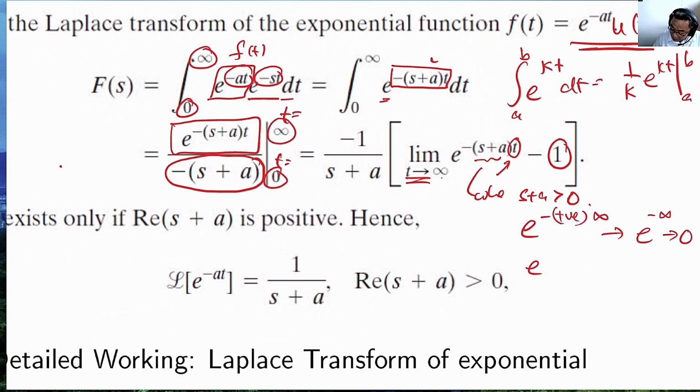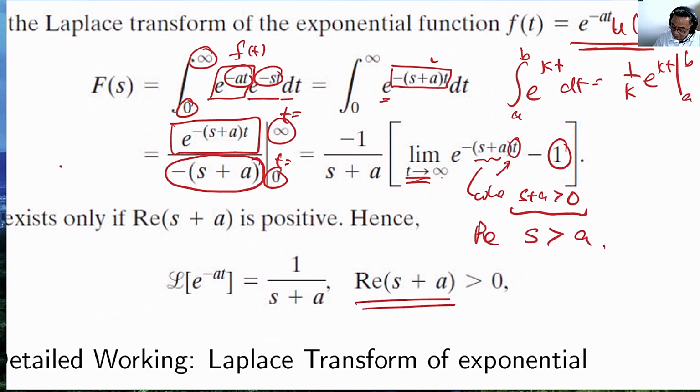If e to the minus, let's say this is a negative number, infinity, then this is e to the positive number, infinity, then what happened? Then this tends to infinity. So the equation does not converge. So what we are saying in this example is that we definitely want s plus a to be greater than 0, implying s must be greater than minus a. Okay, that's the region of convergence, or actually the real part of s needs to be greater than minus a.